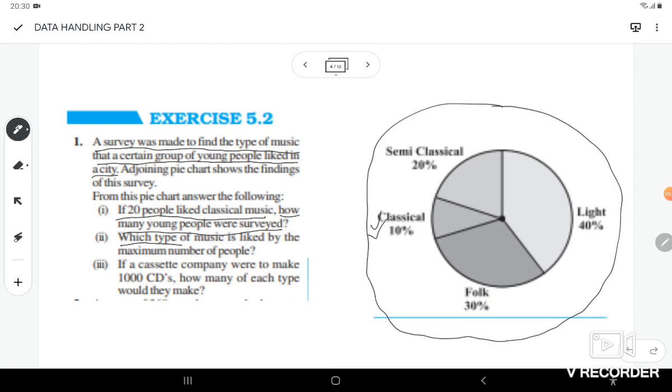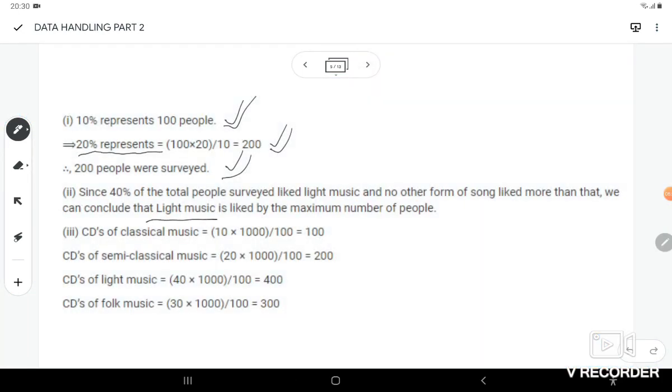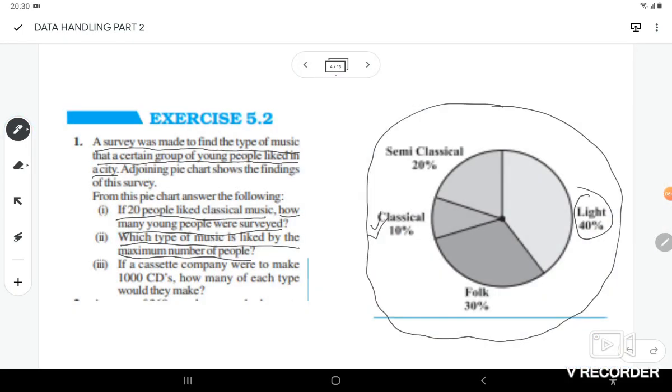The next question says, which type of music is liked by the maximum number of people? The maximum is 40%, so you can see that light music is liked by the maximum number of people. The next question says, if a cassette company were to make 1000 CDs, how many of each type would they make?